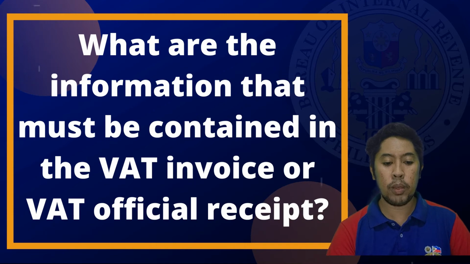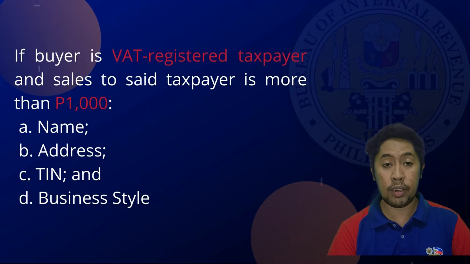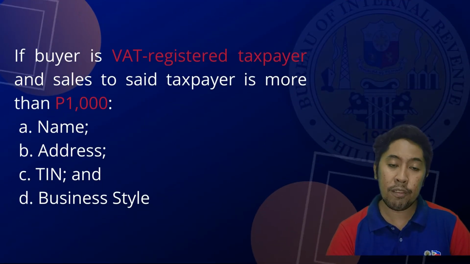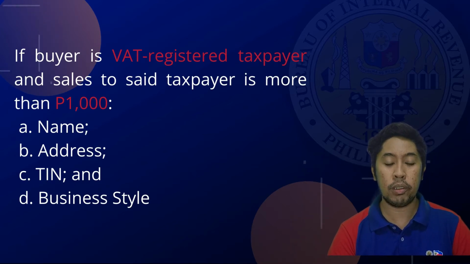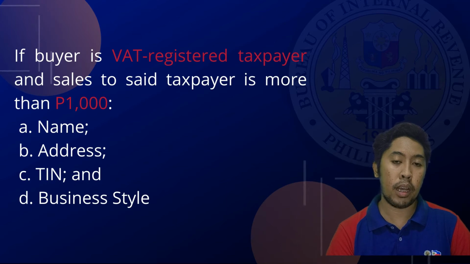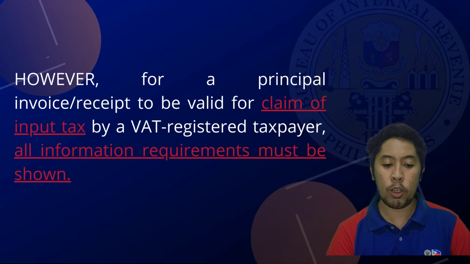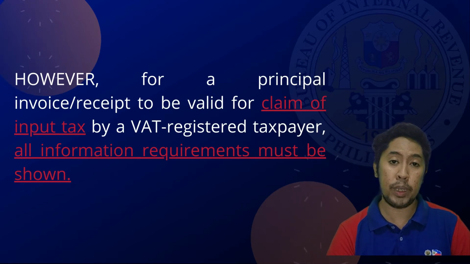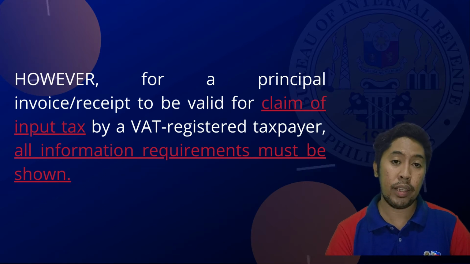So what are the information that must be contained in the VAT invoice or VAT official receipt? If the buyer is a VAT registered taxpayer, and if the transaction is more than 1,000 pesos, the following information are needed: the name, the address, PIN, and business style of the buyer. However, for a principal invoice or receipt to be valid for claiming of input tax, all information must be shown as provided in the examples.